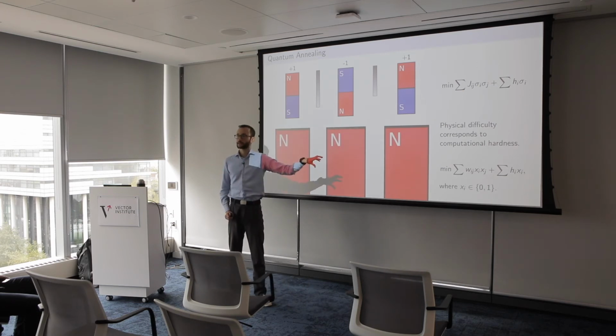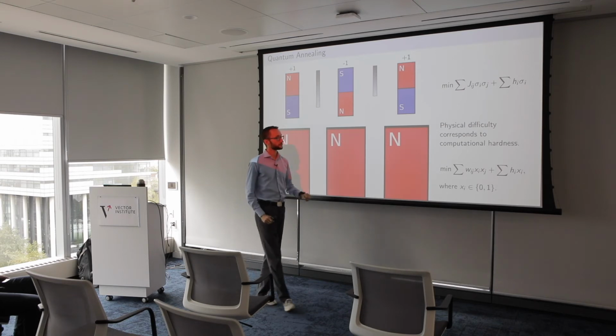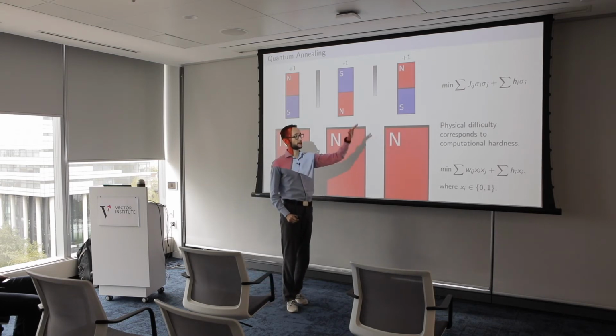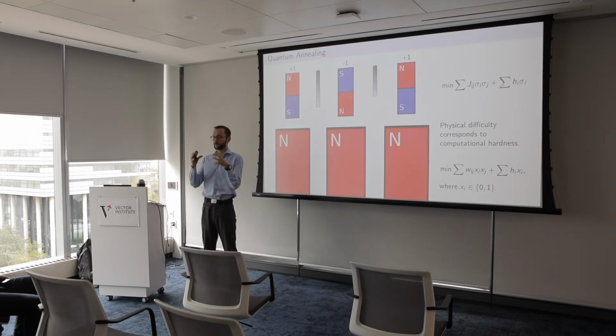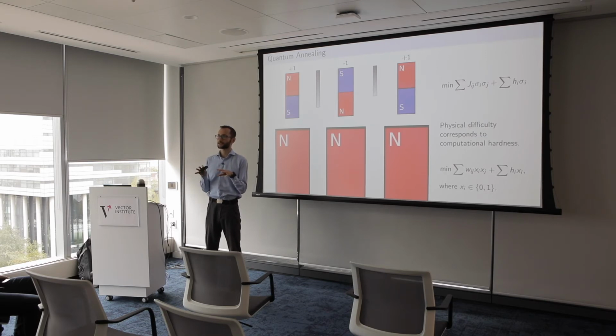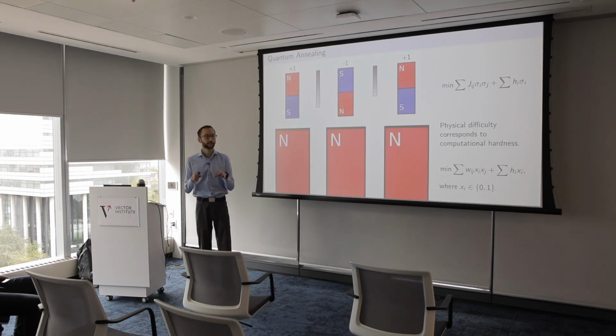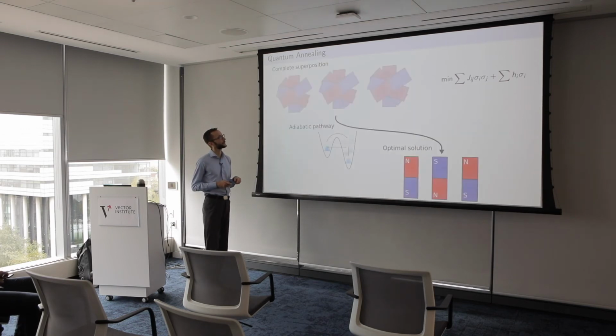And you know very well that this is an NP-hard problem in general. So there's a one-to-one correspondence between these two problems, and so it happens that whatever is physically difficult to do is also computationally hard. It's a very natural correspondence. And this is where quantum physics offers something interesting. So this is what quantum annealing is about.